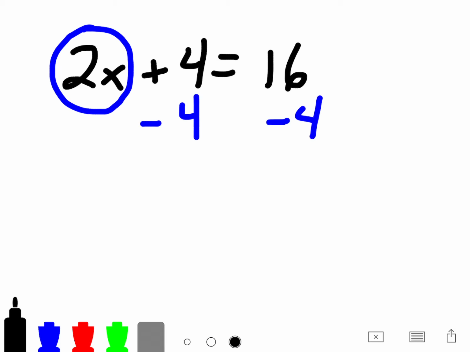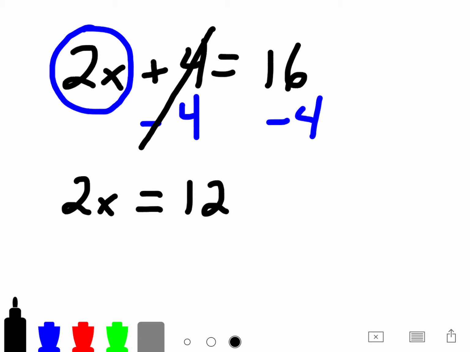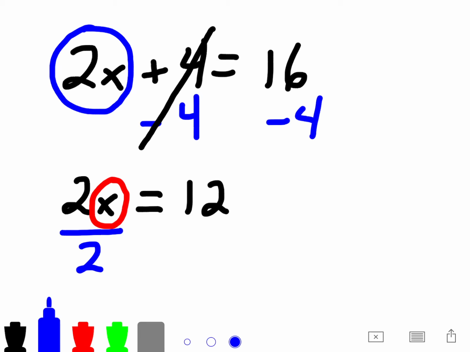So I'm left with my 2x still, because that hasn't changed. But the plus 4 and the minus 4 turned into a 0. We don't have to write plus 0. 16 minus 4 is 12. Now I'm back to a one-step equation. So now I can isolate my variable, I can circle my variable again. Well, what's happening between the 2 and the x? If there's no math operation visible, then that means it's multiplication, right? Well, what's the opposite of multiplication? It's division, right? So I'm going to divide by 2 on both sides.